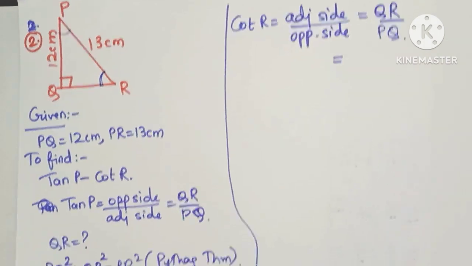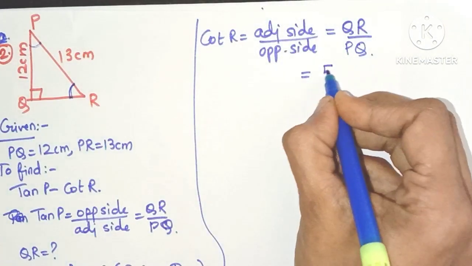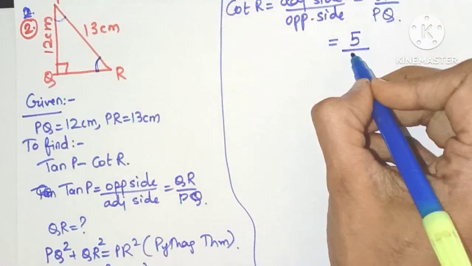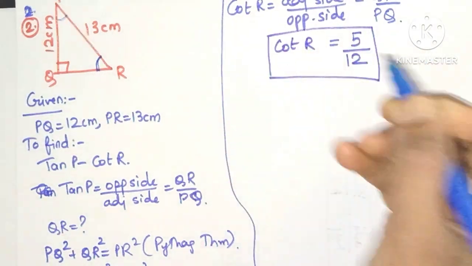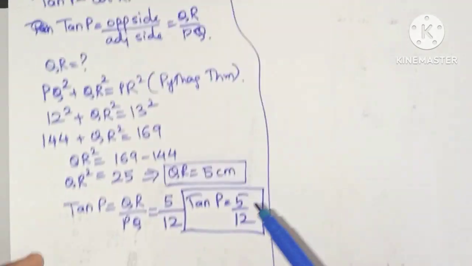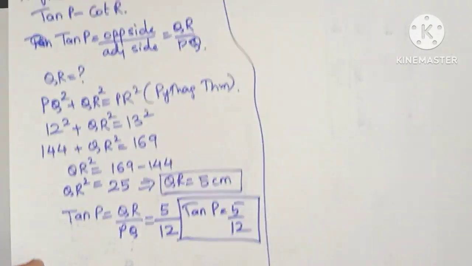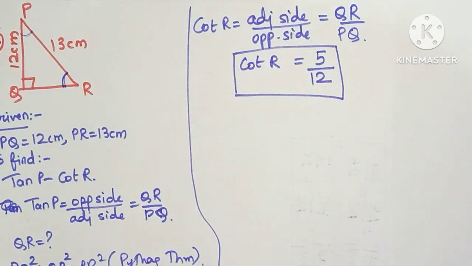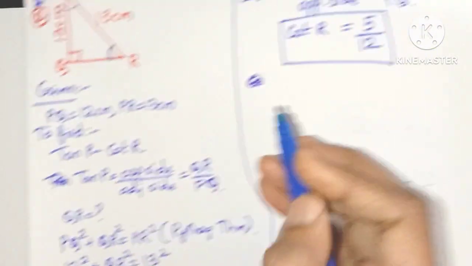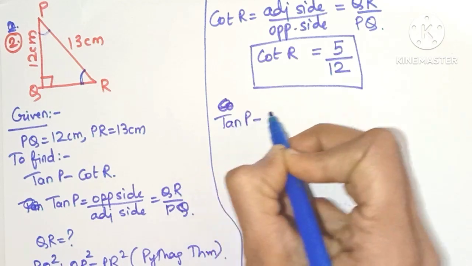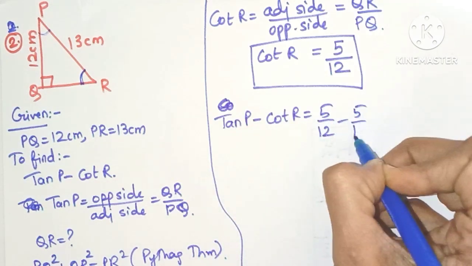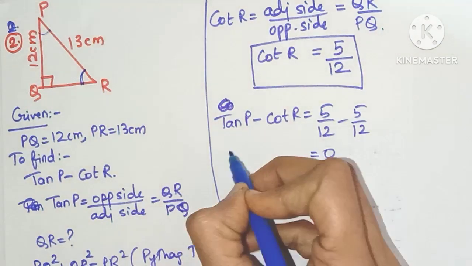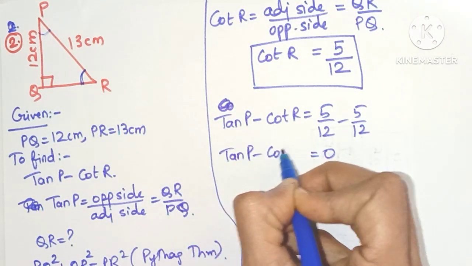Just plug in the values now. QR is going to be 5. And what is PQ? Yes, we know it is 12. So cot R is 5 by 12. Did you again notice? Cot R is also 5 by 12. Tan P is also 5 by 12. The same pattern is repeating again. So anyways, let's now see what is tan P minus cot R. So tan P minus cot R is going to be 5 by 12 minus 5 by 12, which is 0. So that is the answer for this question.